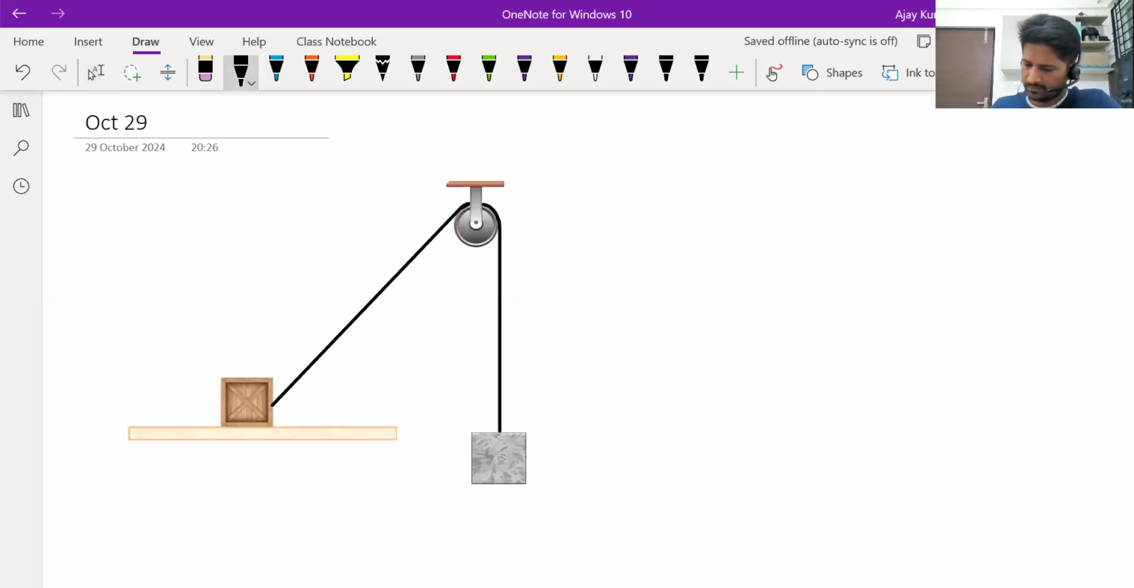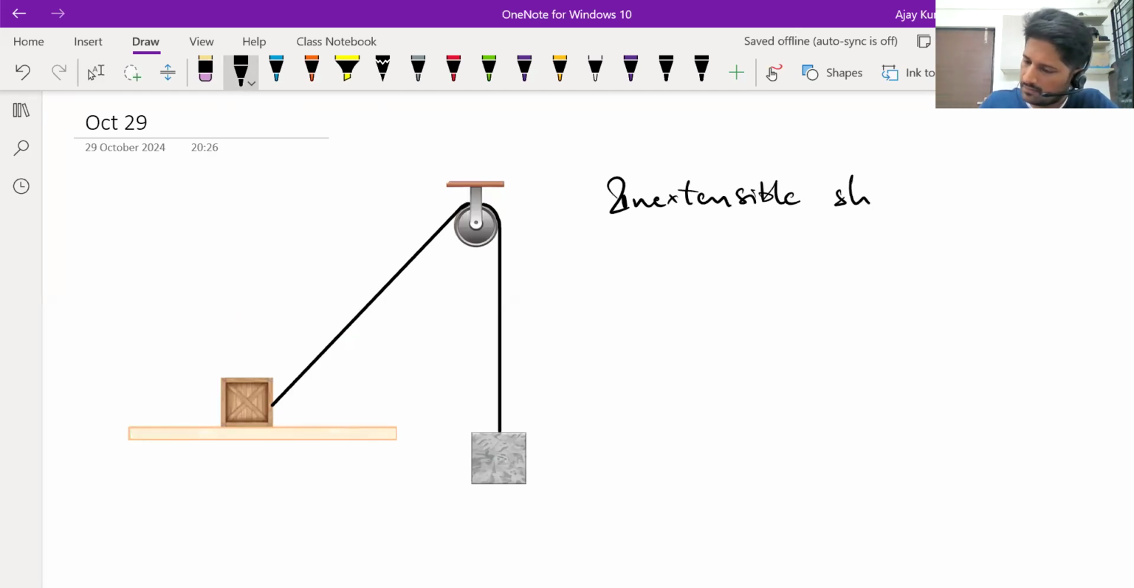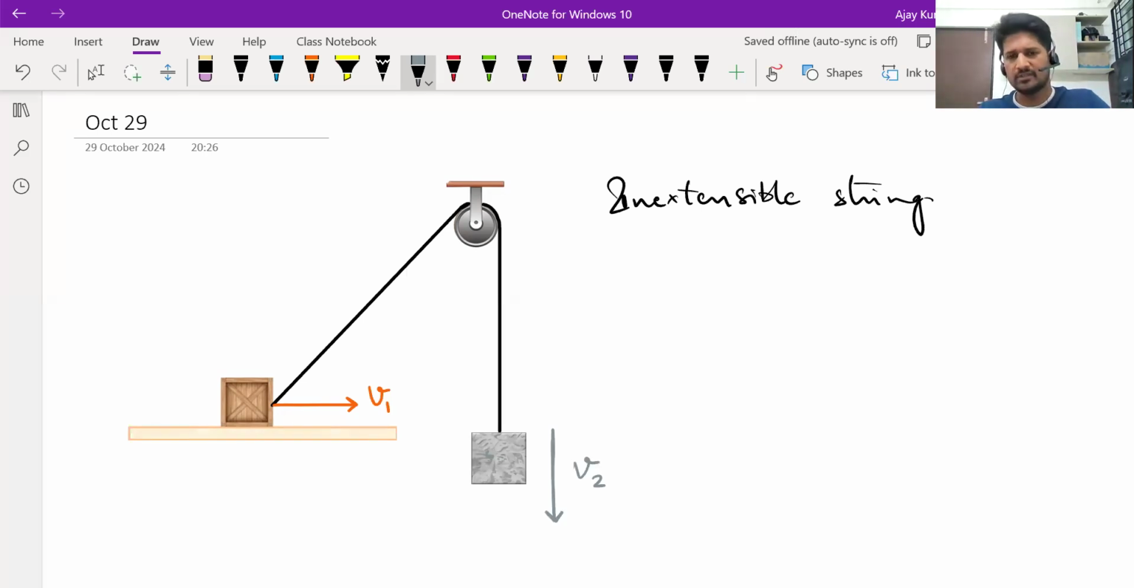Consider this system, all of you. There are two blocks connected by a light inextensible string. That's the most important term here. Let's say the one on the surface is sliding to the right with a speed v1, and the one hanging is moving down with a speed v2. Do you think these two speeds should be depending on each other, or they can move with completely independent speeds?